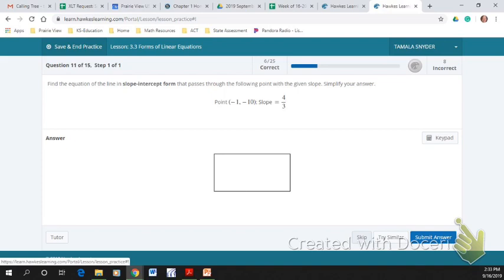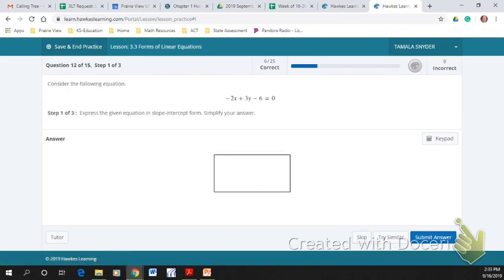Just gonna give you the slope every time. Okay, on this one, express the given equation in slope-intercept form, simplify your answer. So to get this one to slope-intercept form, what do we have to do? Move everything with the y over, and then you divide by 3. If you just move the 6 over, you need to move the x over too. So 3y is equal to 2x plus 6, divide by 3. You get 2/3 x plus 2? Yeah. And that's simplified.